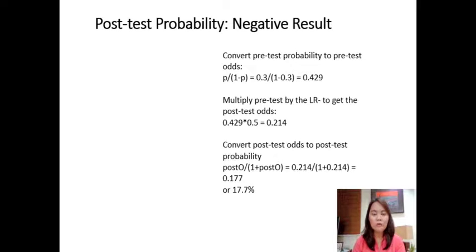Now you also have to compute for the post-test probability of a negative result, going through the same steps of computation, but this time you will use the LR negative instead of the LR positive, which was 0.5.